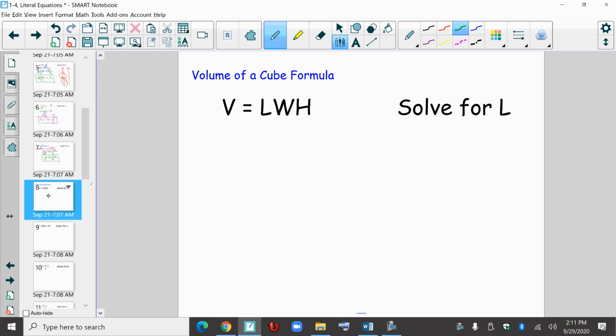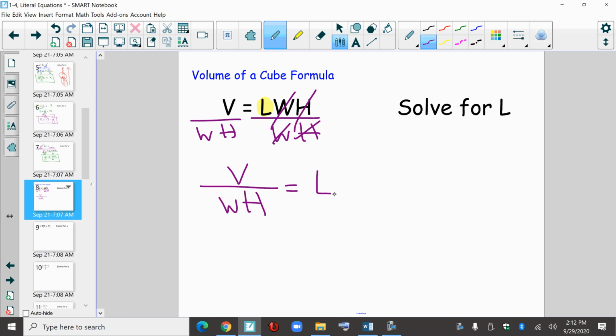Okay, what about this one? Volume of a cube formula. Volume is equal to length times width times height. And I'm solving for the letter L. What is attached to the L is W and H by multiplication. So how do I get rid of it? I divide by WH on both sides. So V over WH is equal to L.